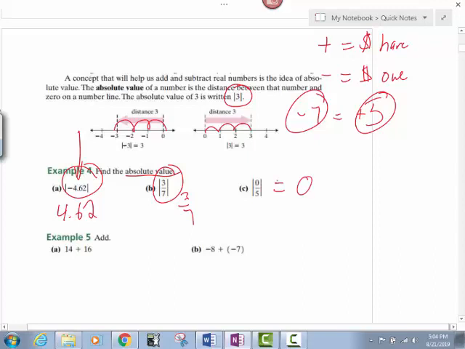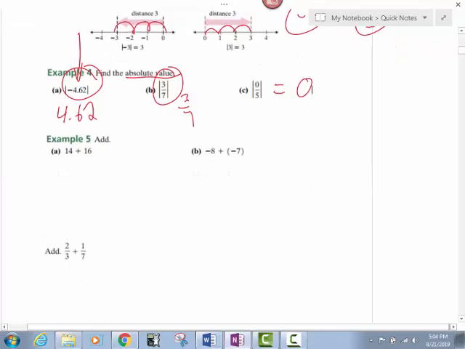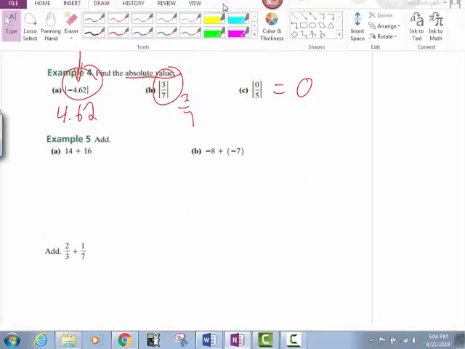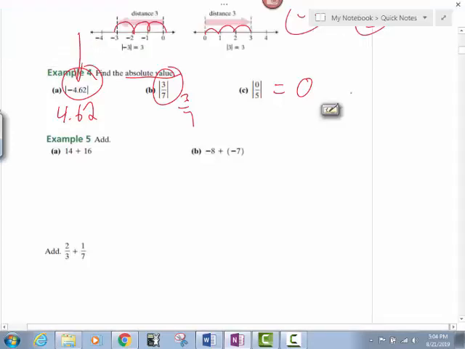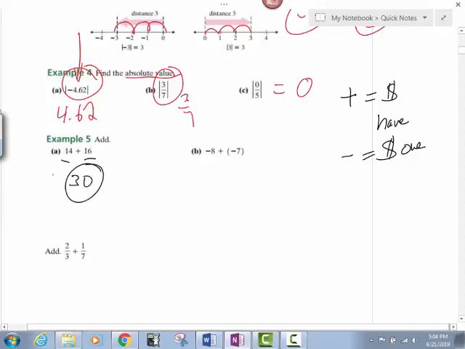Okay. So again, in these next two problems that I have here, I'm going to go back to that idea of a positive number being money that I have and a negative number being money that I owe. Okay. Well, both of these are positive. So if I have $14 and I have another $16, I have a total of 30.